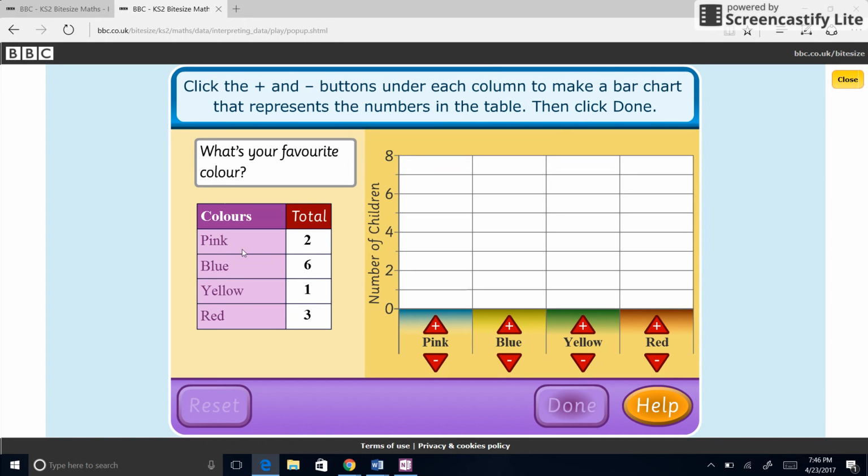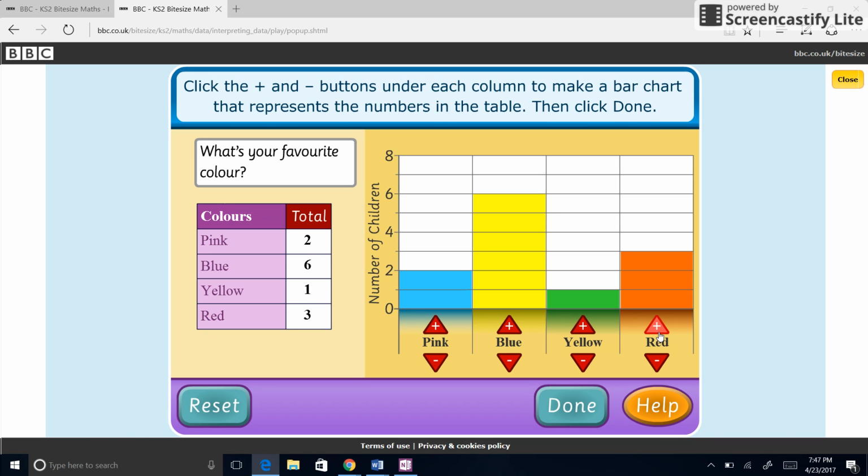So if we look at pink, there are 2 people total who liked pink as their favorite color. So 1, 2. Blue has 6 people who have a favorite color of blue. So we're going to go 1, 2, 3, 4, 5, and 6. Yellow only has 1 person. So we're going to click it once. And just like before, even though there's no 1 on our bar graph here, we still know that 1 is right here on this line because it goes 0, 1, 2. So that's a logical number that would go there. And for our last one, red, there's 3 people total. So we're going to go 1, 2, 3.